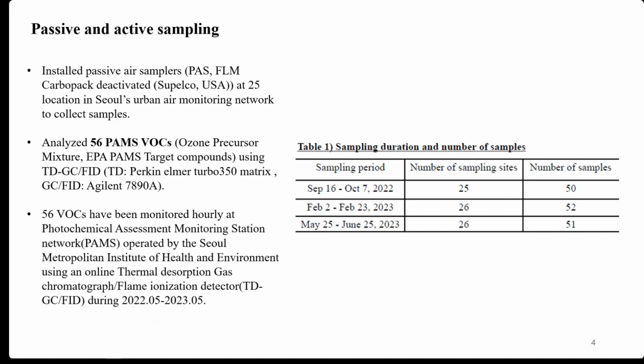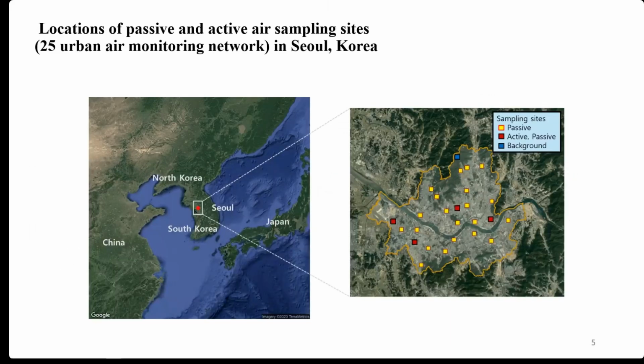Let me explain why I chose the passive sampling method. The experiment I conducted was a study that measured VOC concentrations at 25 air quality monitoring stations in Seoul to understand the spatial distribution of VOCs. We measured VOCs over a long period across 3 seasons from 2022 to 2023 and analyzed a total of 52 VOCs, which are part of the EPA PAMS target compounds that could be analyzed using PAT. The squares shown on the map represent Seoul's PAMS stations. As you can see, they are widely distributed.